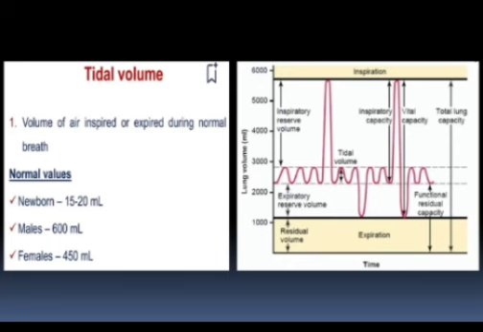So over here, if you pick the spirometry machine or spirometer, remember it has a mouthpiece, nose clip, and a monitor.